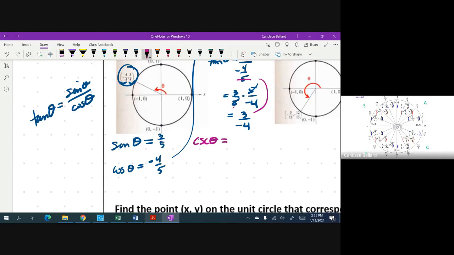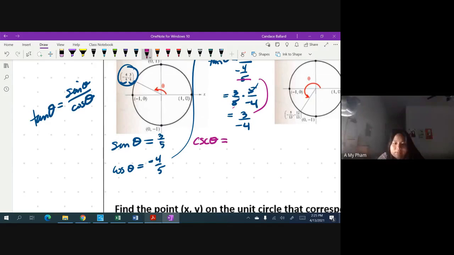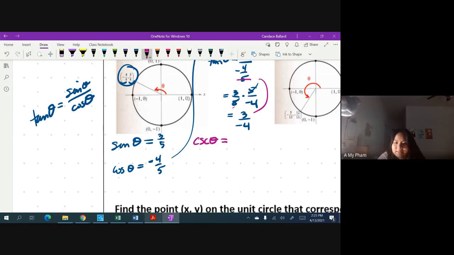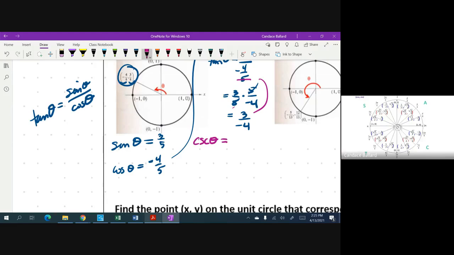Nobody knows? Or are we just delayed right now? Miss Ballard, can you repeat the question? What is the cosecant of theta? Oh, okay. All right. I'm seeing a couple of different things.